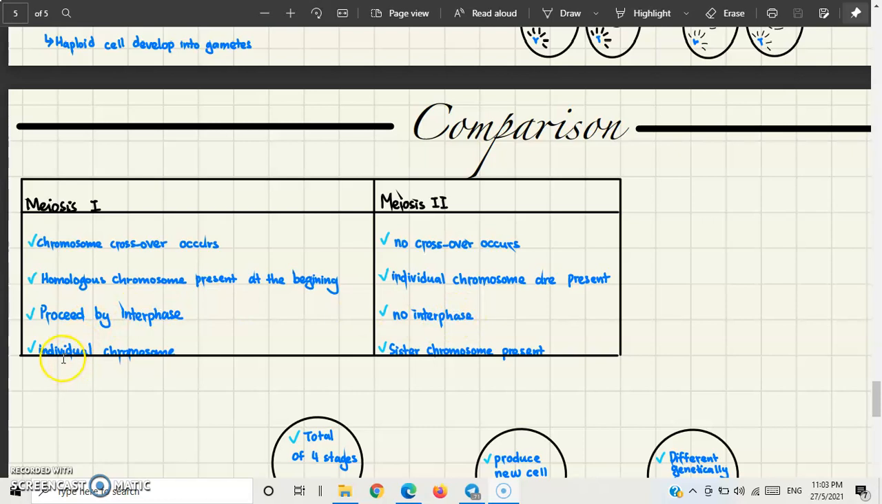And then the fourth difference, meiosis 1 involves the individual chromosomes. It will produce daughter cells with individual chromosomes. In meiosis 2, the gametes or the daughter cells are produced with the sister chromosomes. Okay, so those are the differences between meiosis 1 and meiosis 2. Please find more differences.